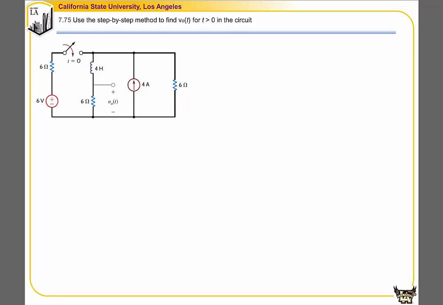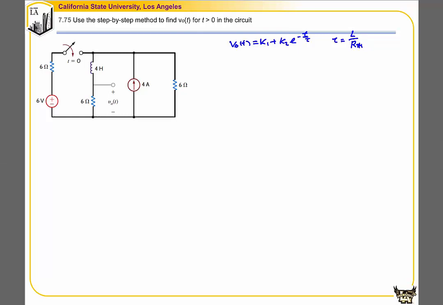In this example, we're going to use the step-by-step method to find v0(t) for t greater than 0. The step-by-step method focuses on solving for the unknowns from the general solution of v0(t) that is equal to K1 plus K2 times e to the power of negative t over tau. K1 is the steady state value, K1 plus K2 is equal to the initial value of v0(0+), and tau is the time constant for a circuit with one inductor, which is equal to L over RTH. RTH is the Thevenin equivalent resistance.